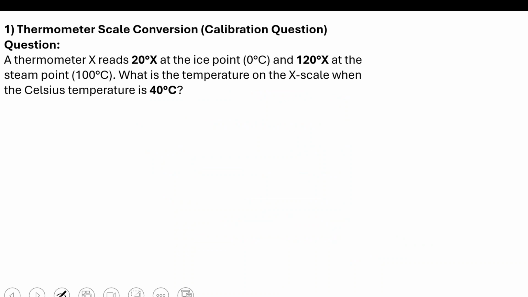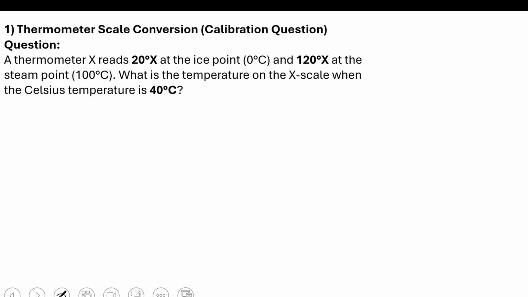Okay, so we are going further to temperature thermometer scale conversion questions. There's a calibration question here. It says a thermometer X reads 20 degrees X at the ice point, 0 degrees C, and 120 degrees X at the steam point, 100 degrees C. What is the temperature on the scale X when the Celsius temperature is 40 degrees C? So this question is for conversion. There is already a known standard.